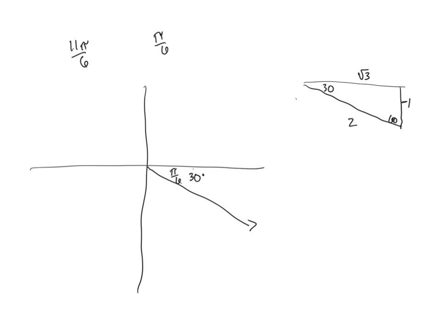I can do my sine. My sine of theta is negative 1/2. My cosine of theta is root 3 over 2, and my tangent of theta is negative 1 over root 3. Like that.